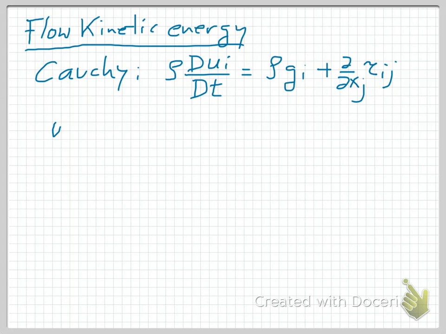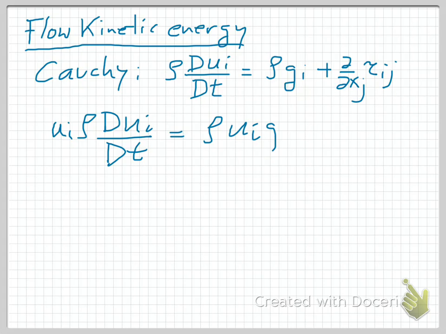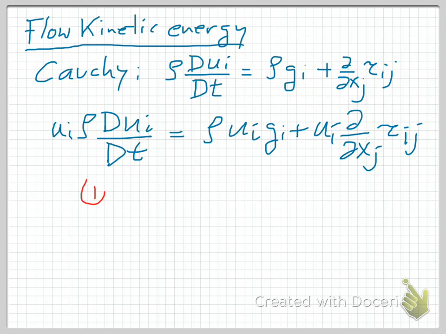So we'll have u_i rho Du_i/Dt equals rho u_i g_i plus u_i ∂/∂x_j of tau_ij. Okay, and we're going to number these terms 1, 2, and 3.